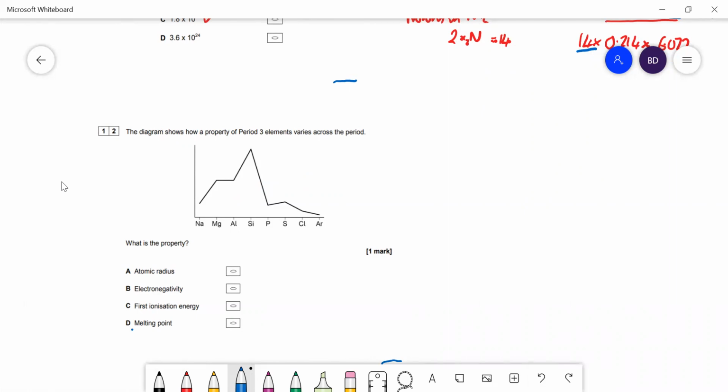And of course, silicon is very high because it's giant covalent. These are all simple covalent, but you've got P4, which is a smaller molecule than S8, so it goes up again and then down again because it's Cl2, and finally down for Ar. And then you've got aluminium, magnesium, sodium there, which are metallic lattices. So a bit going on there, but it's basically melting point, isn't it?